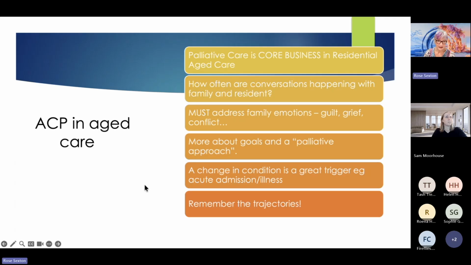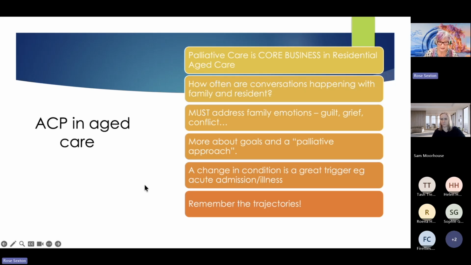So, palliative care is core business in residential aged care. I'm going to bang on about this until the day I die, or at least until the day I get out of this job. If you're not doing palliative care, then you're not doing aged care right. The palliative approach should be applied to aged care across the board. It's core business in aged care, and so as an aged care worker, it's up to you to take it upon yourself to improve your skills in this area.